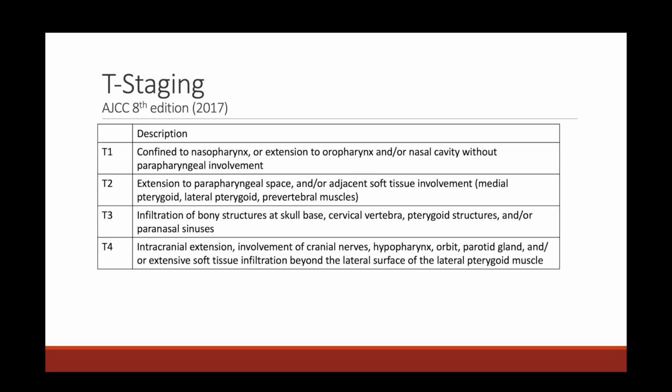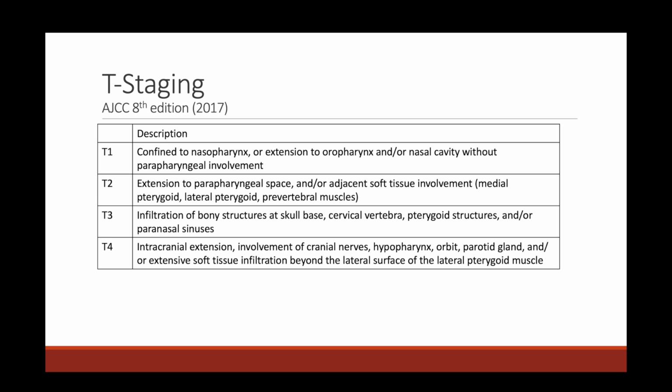Moving on then, let us talk a little bit about the staging for nasopharyngeal cancer. The nice thing about nasopharynx is that there's no sub-classification into T1A versus B or T4A versus B. It's just T1, 2, 3, and 4. So T1 is any tumor that's confined to the nasopharynx. It's allowed to extend to the oropharynx and or the nasal cavity as long as there's no parapharyngeal involvement. So either confined to the nasopharynx or extending a little bit into the oropharynx or nasal cavity, but without parapharyngeal involvement.